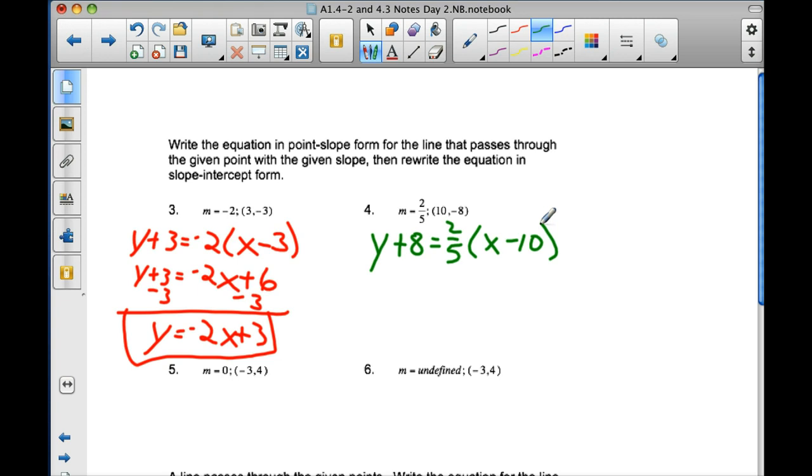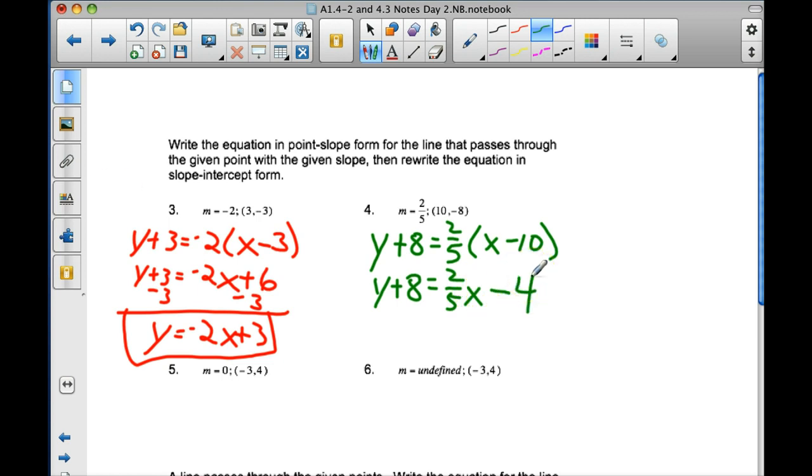Y plus 8 equals 2/5 times the quantity of x minus 10. Everybody, same thing. Distribute your slope, subtract 8 from both sides, you're good to go. Why do you do this like minus 10? I got minus 12. Minus 12. Hold on. It is minus 12, I can already see that.